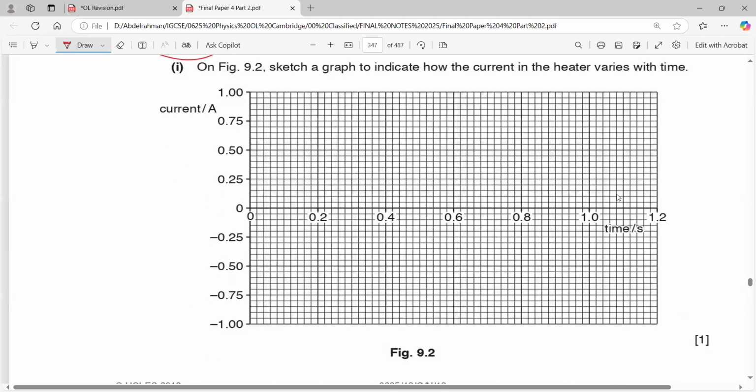Yes. The maximum current would be 0.75. So at this point I'll have a small x. At the minimum would be at 0.2. The maximum in the opposite direction would be at 0.4, which is negative 0.75. Okay, and then 0.6, and then 0.8, and then 1.0, and then last but not least, negative 0.75 at 1.2.